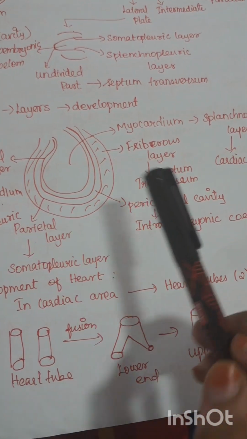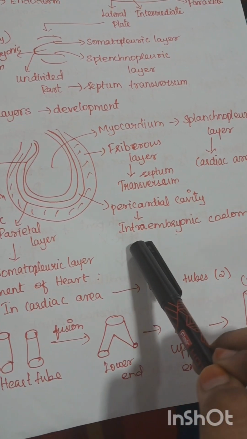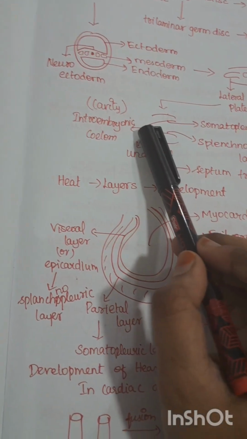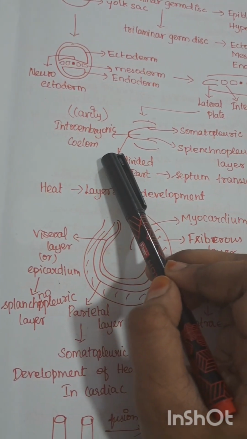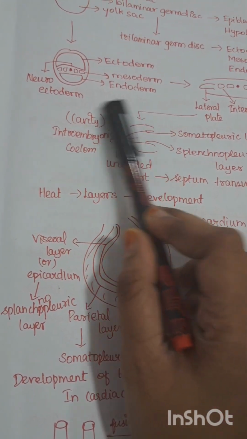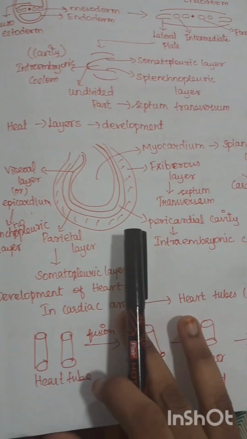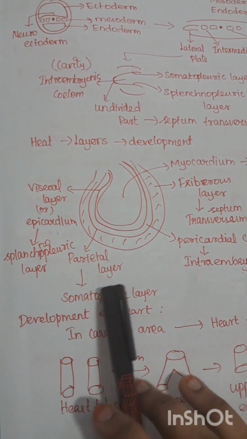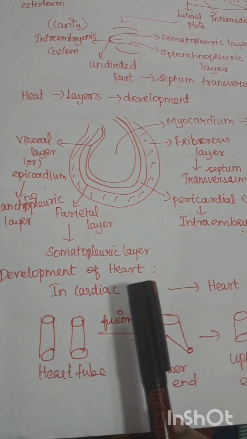And we have the pericardial cavity, which is derived from the intraembryonic coelom. As we know, in the embryonic stage we have one cavity known as the intraembryonic coelom. This cavity forms the pericardial cavity. So these are the layers of the heart. Now we are going to see the development of the heart.